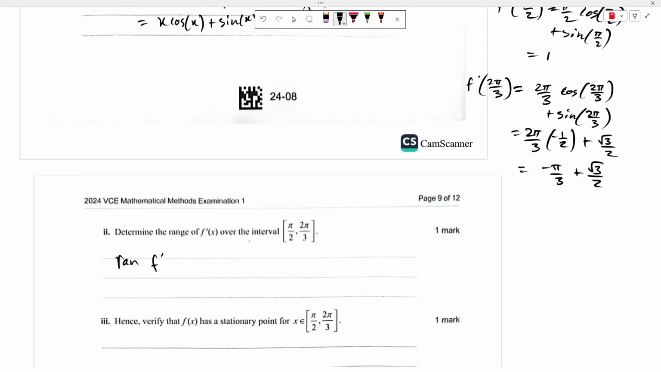So the range of the derivative, remember, when we say the range, it goes from the lowest to the highest. So the lowest is minus pi on 3 plus root 3 on 2. And it's going all the way to 1.